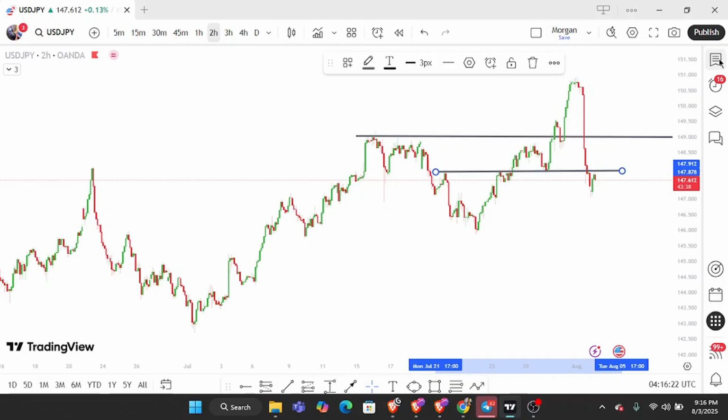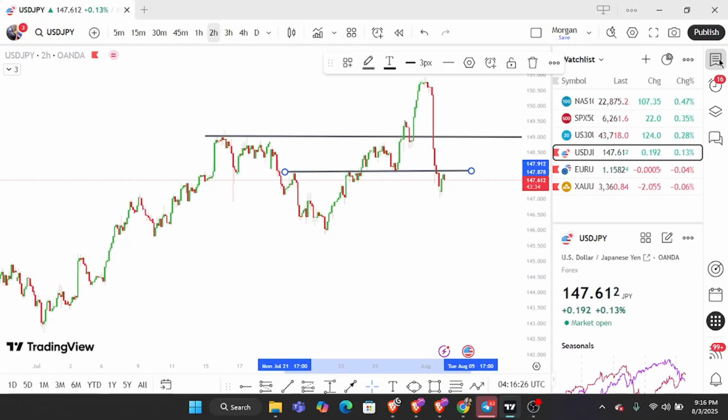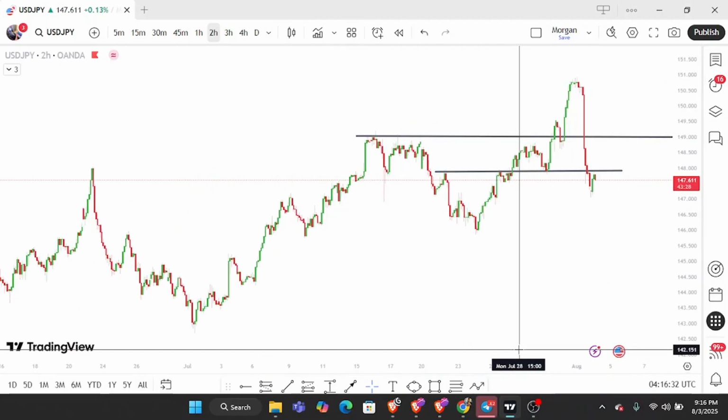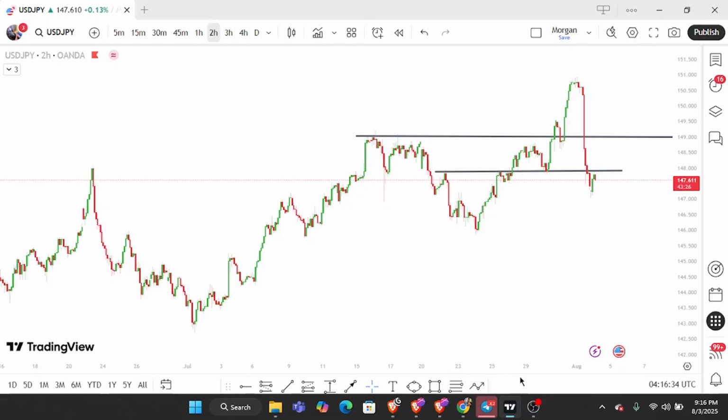So this is my analysis for gold, NAS, US30, and additionally USDJPY. Hope it makes sense for you guys. Hope you guys had a good week.